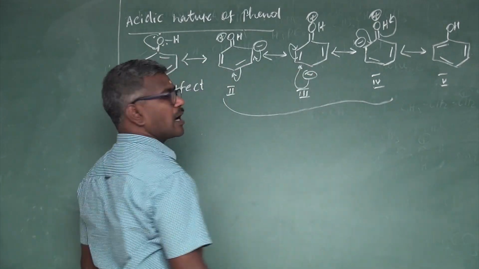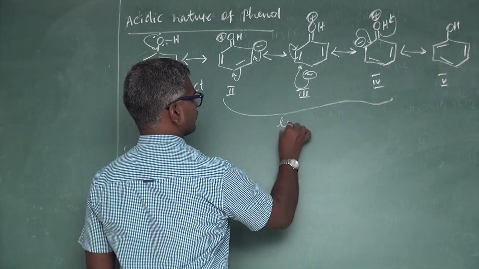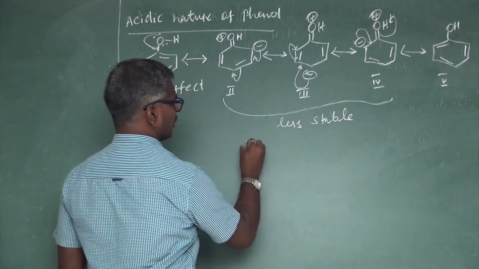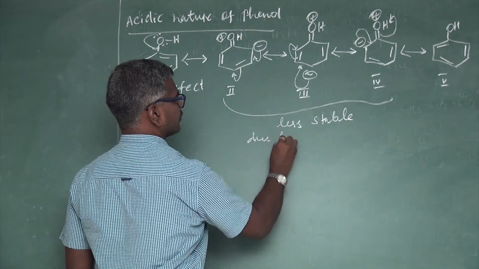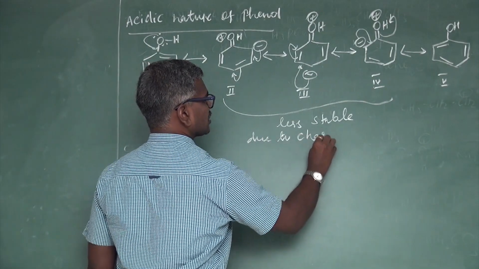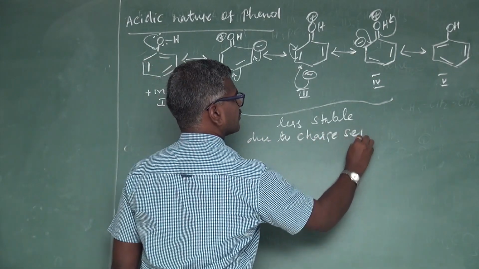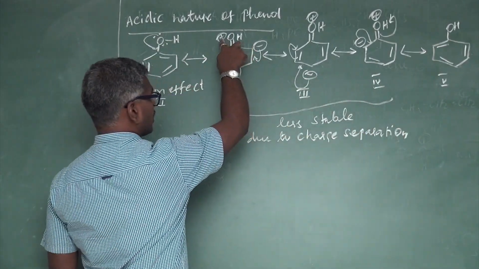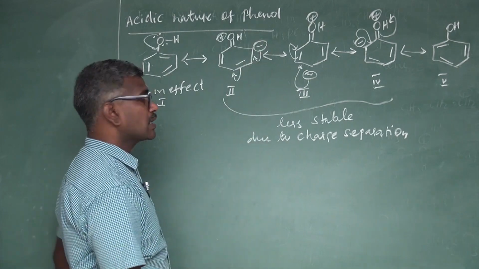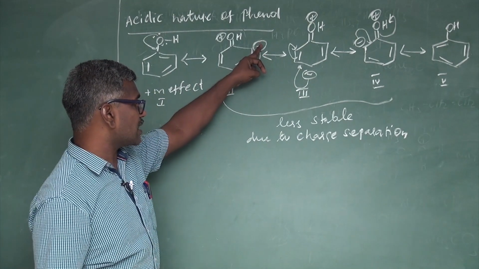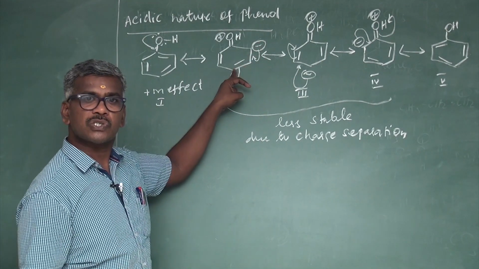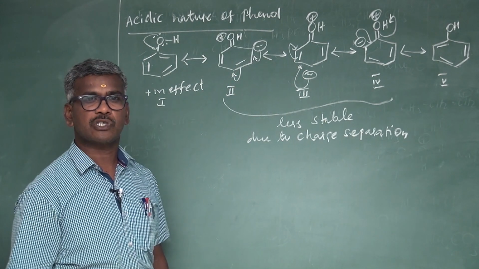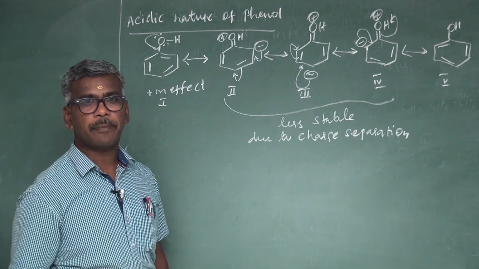These 3 are the less stable compounds due to charge separation. Charge means here is a positive charge, here is a negative charge. A negative charge is present at the ortho and para positions, so phenol undergoes aromatic electrophilic substitution reaction at the ortho and para positions.